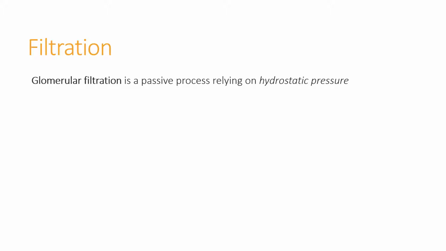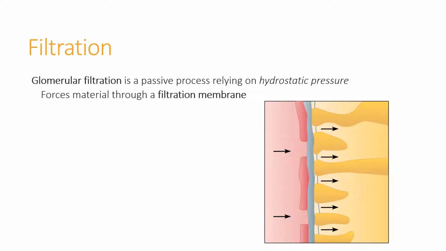Glomerular filtration was the first step to this excretion process. This is a passive process that relies on hydrostatic pressure, that is, the outward movement or outward force of blood against the wall of the capillaries. This forces materials through a filtration membrane that makes up the lining or walls of the glomerular capillary. This filtration membrane has three different portions to it.